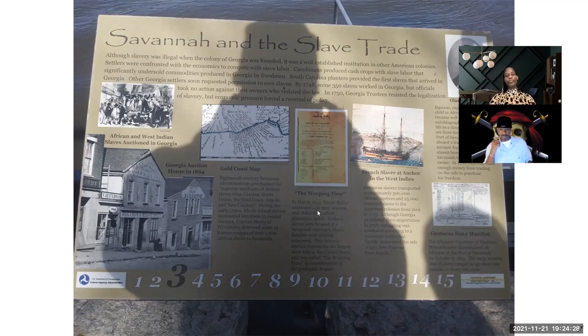Wow. Interesting. Now, if we look on the next column, where it says French slaver at anchor in the West Indies, it says European slavers transported approximately 300,000 African captives and 25,000 seasoned slaves to the American colonies from 1619 to 1775. So let's take 1775 minus 1619. That's 156 years, right? So we add 300,000 plus the 25,000. That's 325,000 divided by the 156 years.